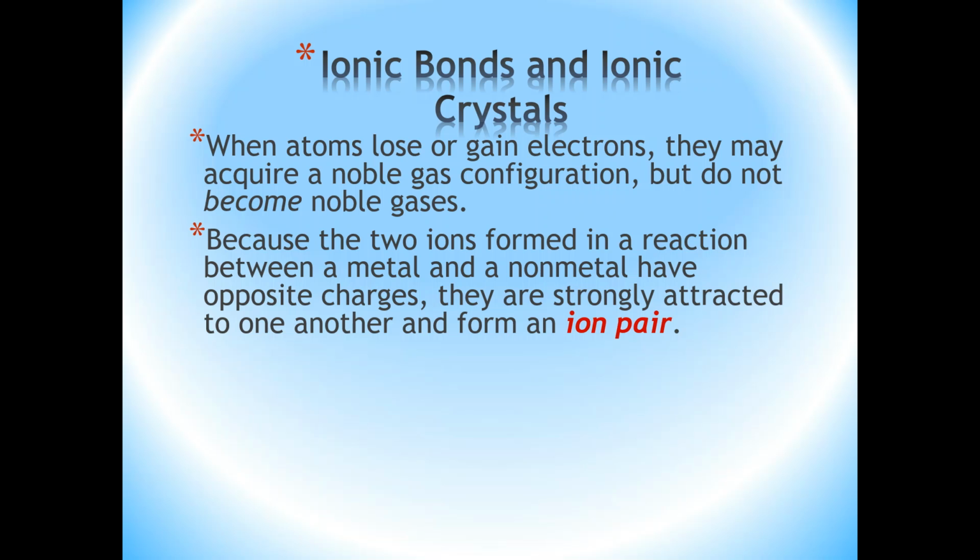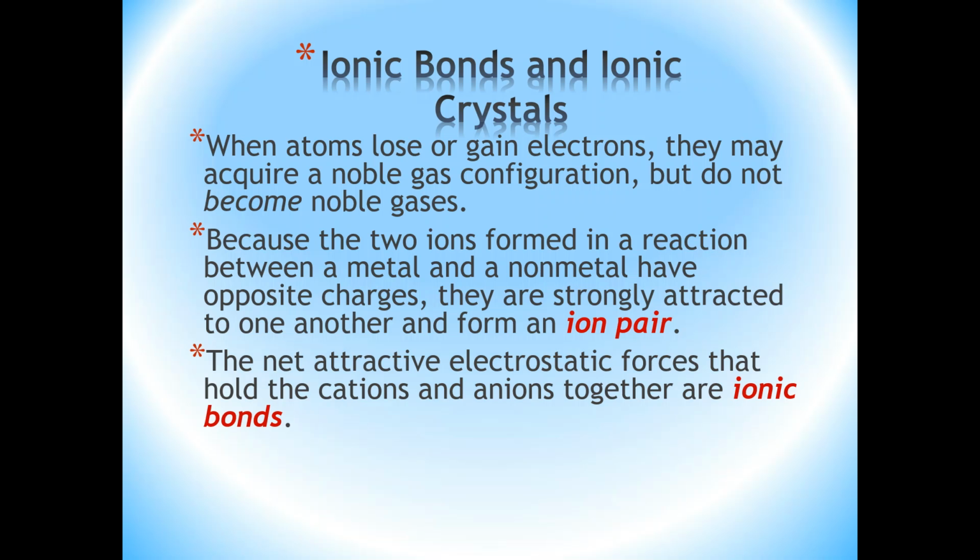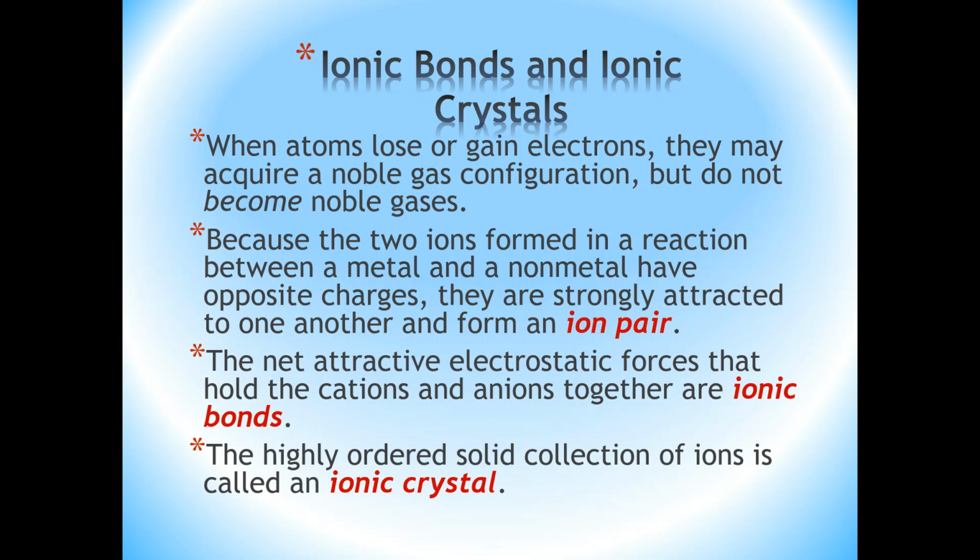Because the two ions that are formed have opposite charges, there will be a very strong attractive force between them, and they will form what we call an ion pair. That attractive force is what we call the ionic bonding. Because that force is very strong, it imparts certain properties to ionic compounds. They tend to be in a solid state. They tend to have high melting points, high boiling points, and they do not conduct electricity because the ions are in fixed, rigid positions. However, when melted, they will conduct electricity, and so on.